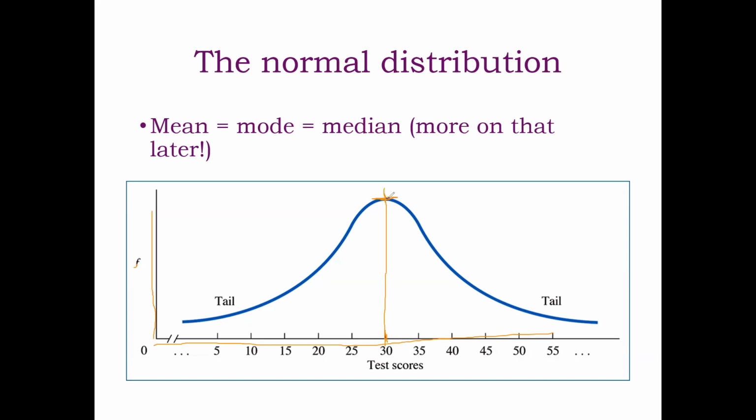Okay, that's the mode. The mean is just the average of all the scores, right? And the median is at the 50th percentile. 50% of the scores are below and 50% are on top, right? Okay, so we will get back to this later.